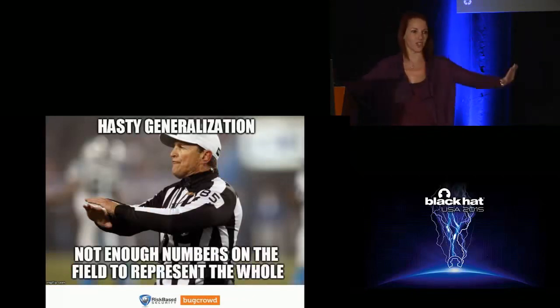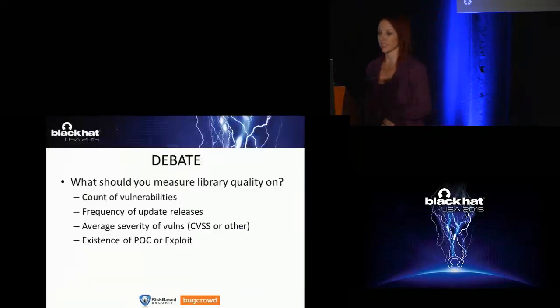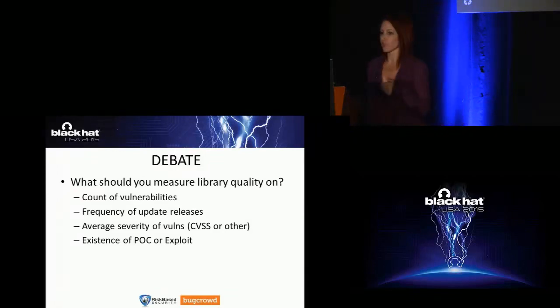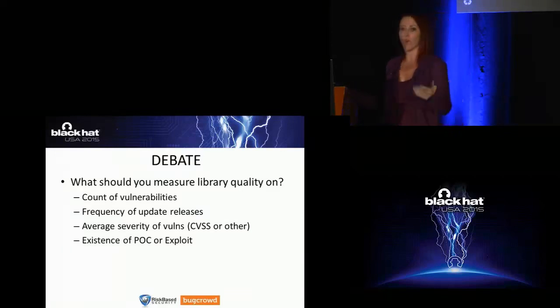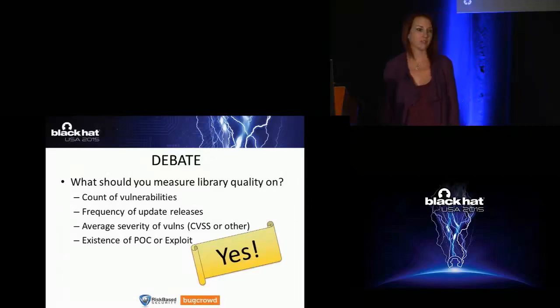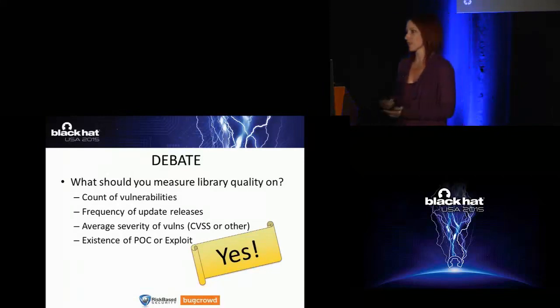So that's the hasty generalization. Don't assume something is less secure because it has a lot of vulnerabilities in it. So you're saying, well, wait a minute, you just told me how many vulnerabilities things have. I thought we weren't supposed to just count vulnerabilities and say it's insecure. Should you be using count of vulnerabilities? Should you be looking at frequency of updates, average severity of vulnerabilities? Maybe the most important thing is, is there a POC or exploit? Yes. There is no one measure to rule them all. It's all data you use to make conscious risk decisions.